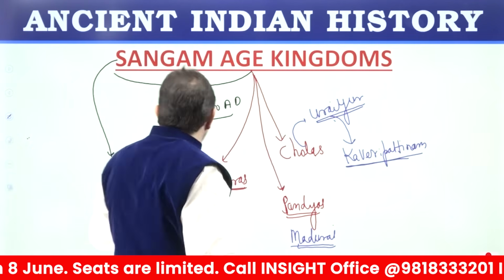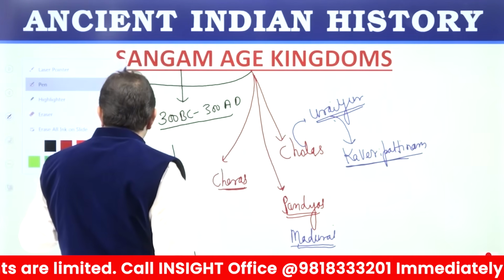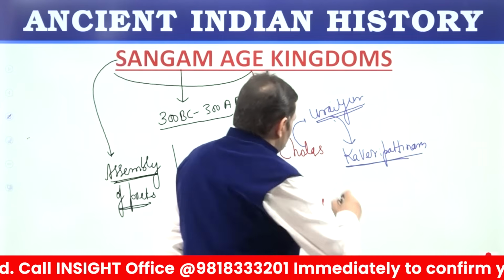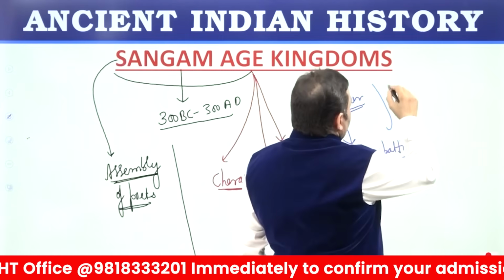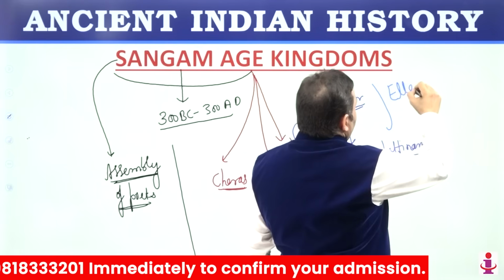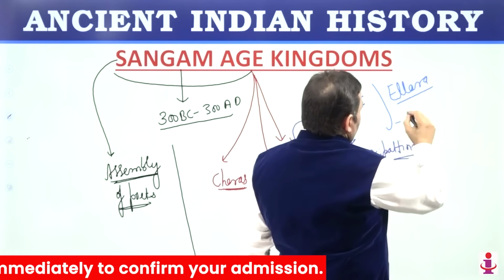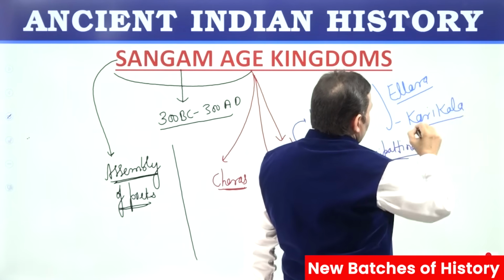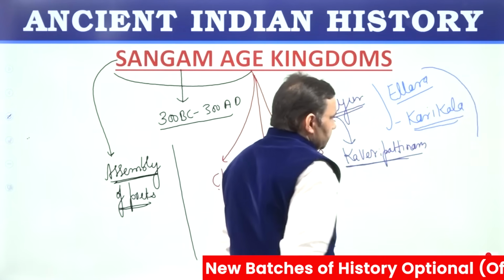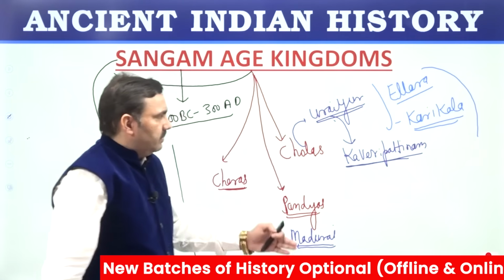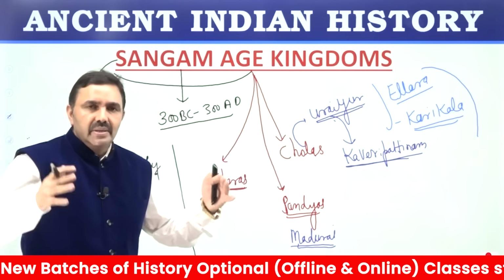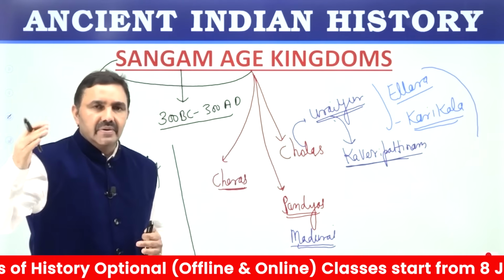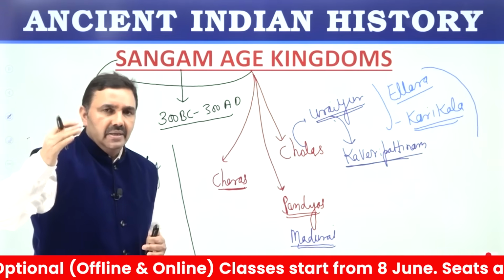And that Karikala, the name you should remember, Ellara and Karikala. So first was Ellara and then Karikala. Karikala was very powerful. He brought 12,000 prisoners of war from Sri Lanka. Those prisoners of war were used by him to build the new capital on the banks of river Kaveri with the name Kaveri Pattinam.